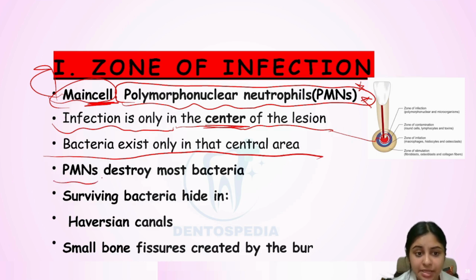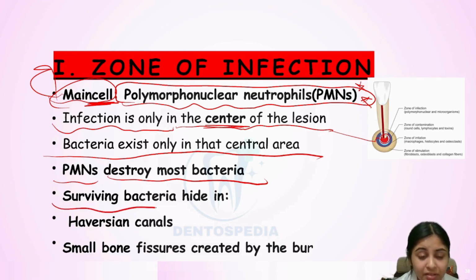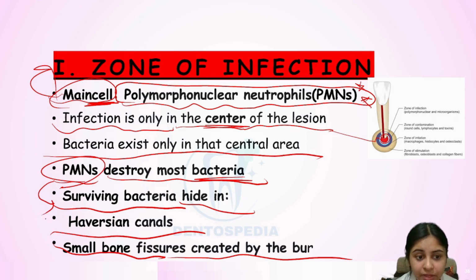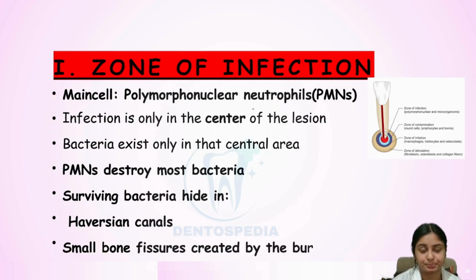The PMN cells destroy most of the bacteria, and the surviving bacteria which are present here still hide in the Haversian canals and small bone fissures. So here the bacteria are destroyed by the PMN cells, but some still survive in the Haversian canal or in the small bony fissures.